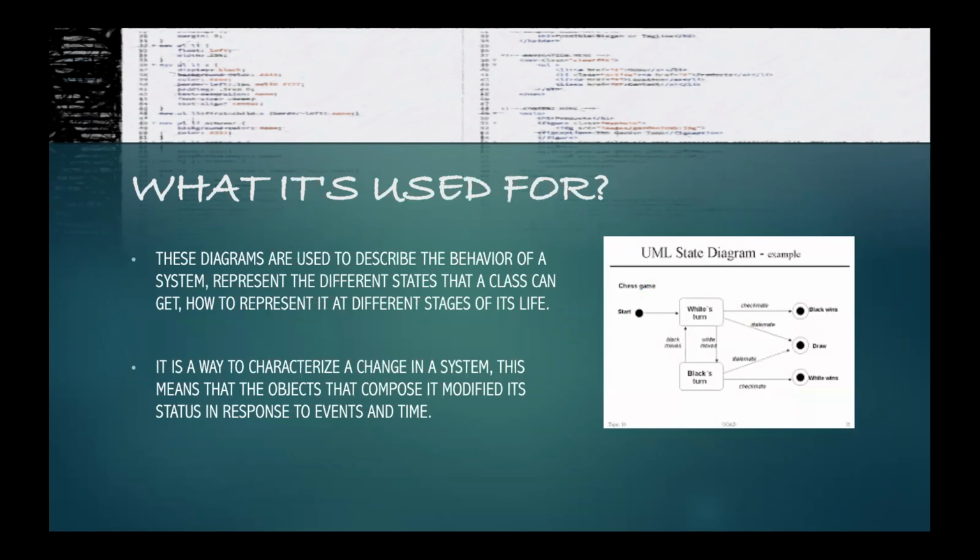The state diagrams are used to describe the behavior of the system, and represent the different states that a class can get, how to represent it, a different stage in its life. Also, it's a way to characterize a change in the system. This means that the object that composes it modified its status in response to event and time.